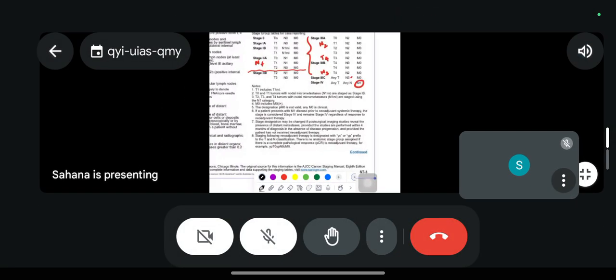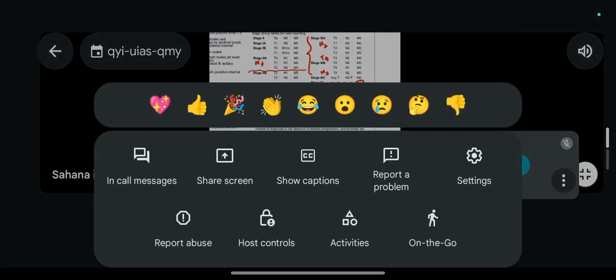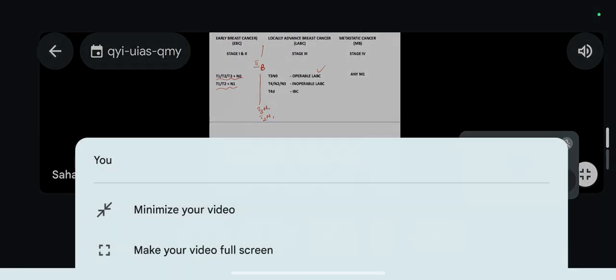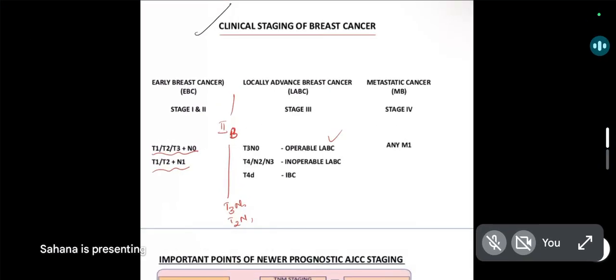So what are the stages which are included? Early it is N0 up till T3. Up till T2 you take if it is N1 plus. This large operable and T2N1 is the gray area, that is stage 2B, which can be included in either early or locally advanced. So locally advanced is constituted by operable, inoperable and inflammatory breast cancer. T3N0 is large operable LABC. All that stage 3 ABC that I spoke to you about, N2, T4 and N3 are inoperable LABCs.